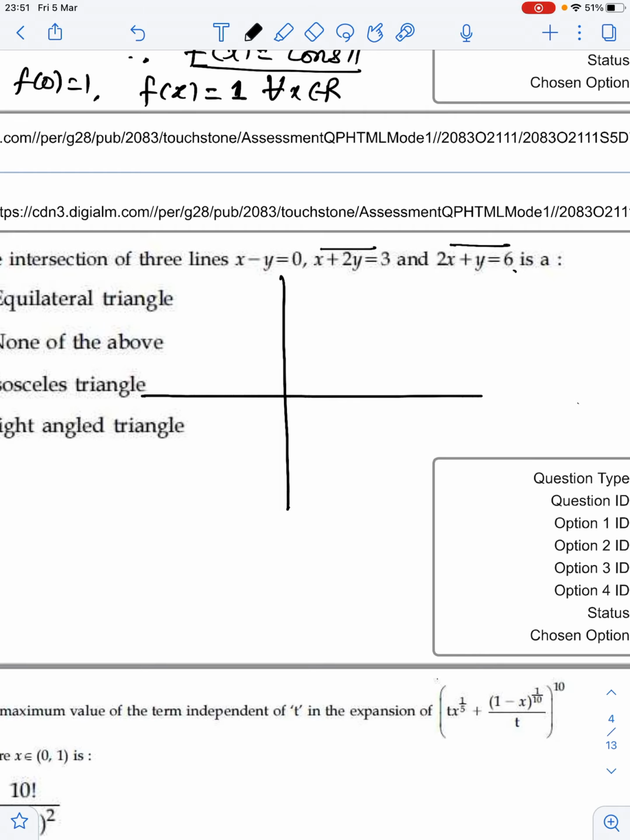These two lines, just plot. Suppose when y equal to 0, x equal to 3, 0, and when x equal to 0, y is equal to 3 by 2, somewhere here. So this is one line.